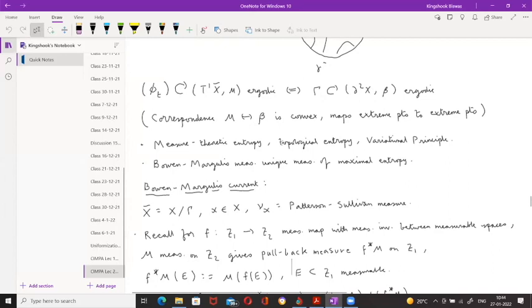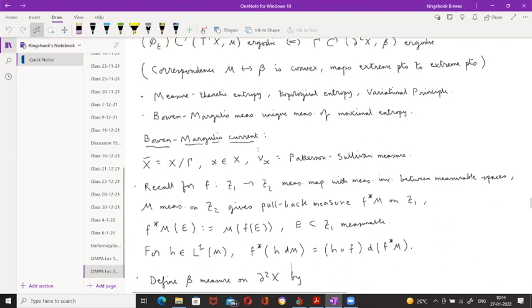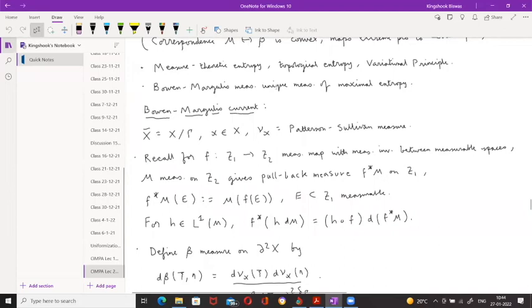So I won't have time to talk about this. There's a notion of what's called measure theoretic entropy of an invariant measure, and there's something called topological entropy for a continuous flow. This is in the notes, but I won't have time to talk about it, so let me just skip this. But for the geodesic flow, if you have an invariant measure, then you can define something called the measure theoretic entropy of the flow with respect to the invariant measure.